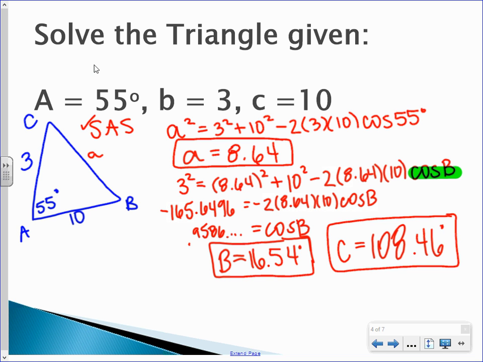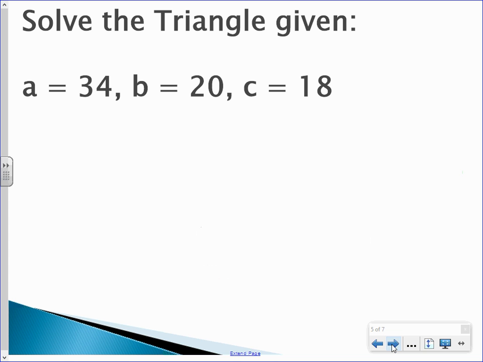Okay, so let's look at our second example, and maybe instead of going through all of this work for the second piece of information, maybe let's look at switching to the law of sines in the second example here. So go ahead and write this one down.